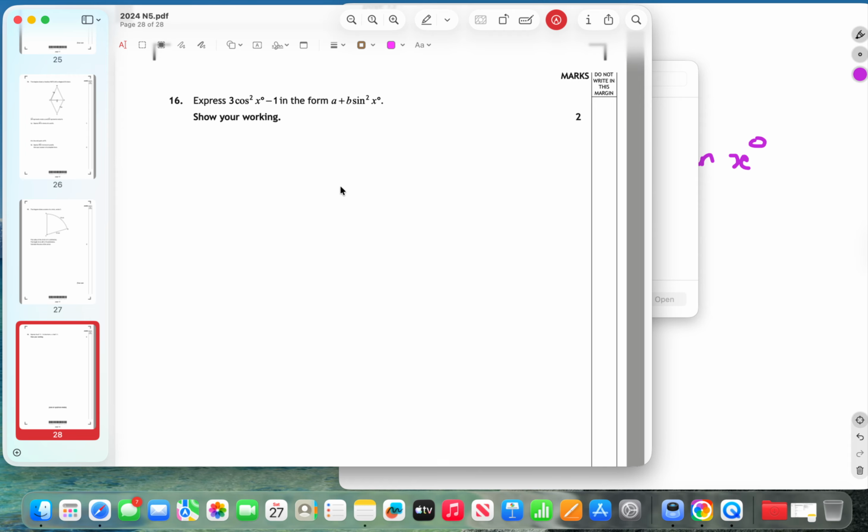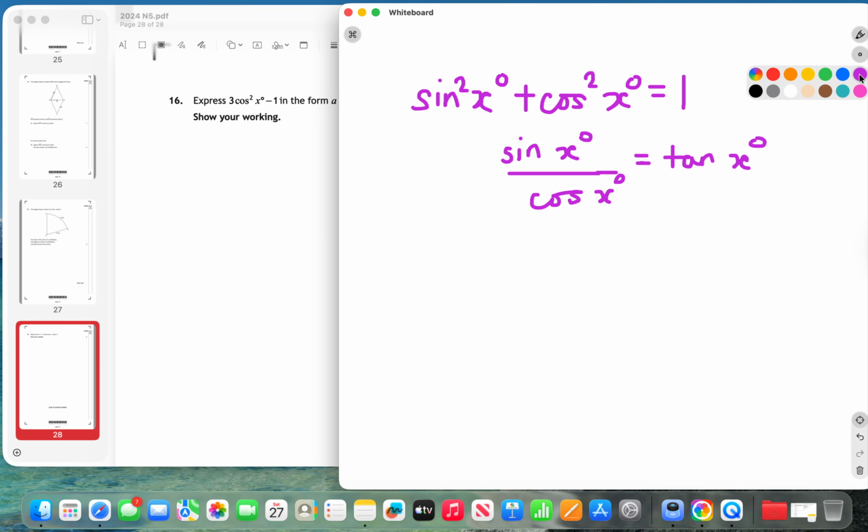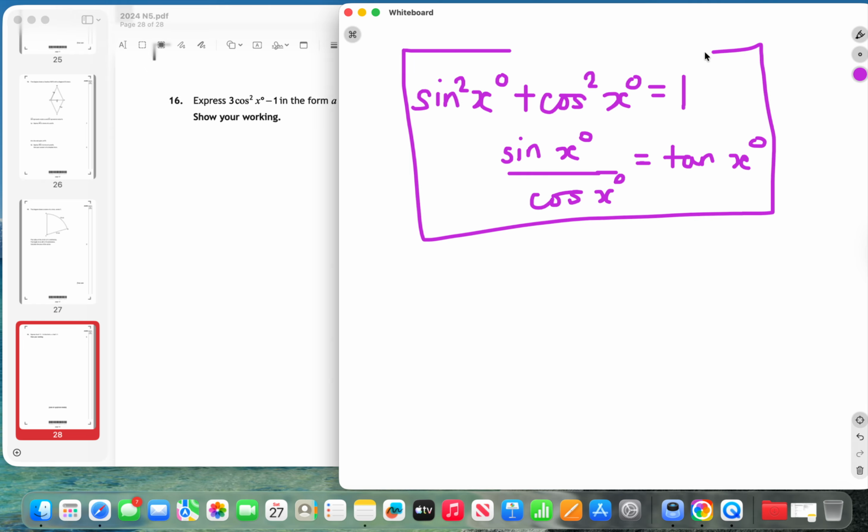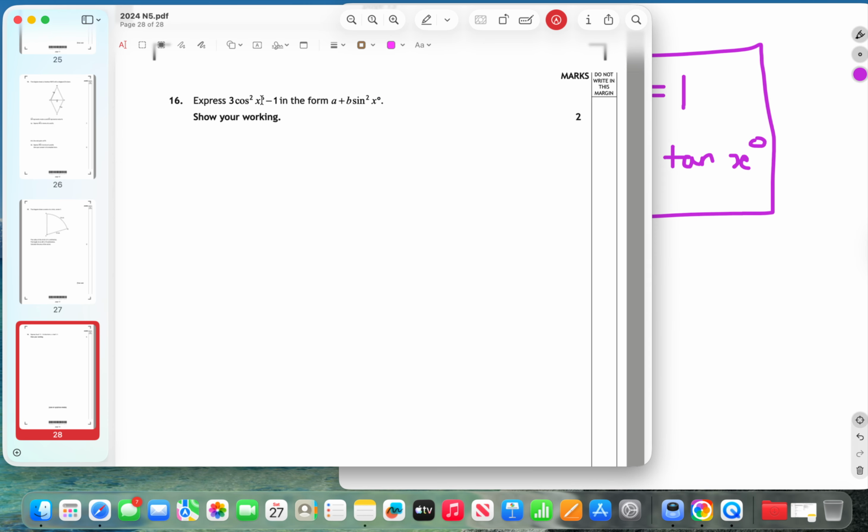So this is a trig identity question, and with most trig identity questions, one or both of these identities comes in useful. So the first thing you want to do is think, can you use one of these identities? These are taught to you explicitly, and you want to learn both of these. So we have to convert something with a cos squared x to something with a sine squared x.